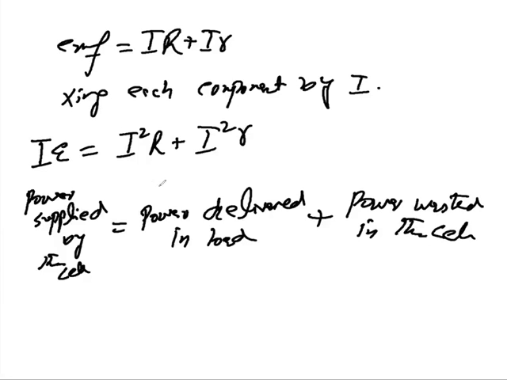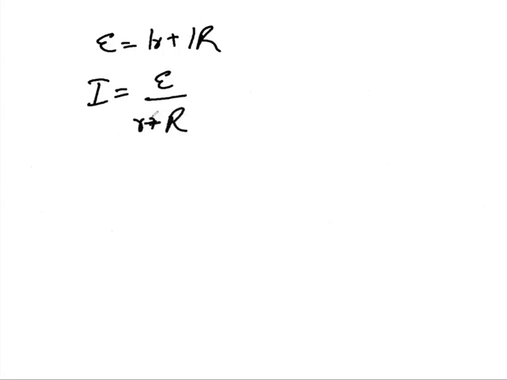So your power supplied by the cell is equal to power delivered in the load plus power wasted in the cell. This is the power wasted in the cell, this is the power delivered to load, and this is the power supplied by the cell. So over here, my current will be equal to, my EMF is equal to IR plus I capital R. So my current is equal to EMF divided by R plus capital R.